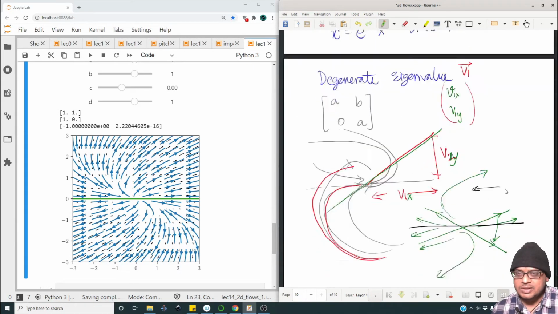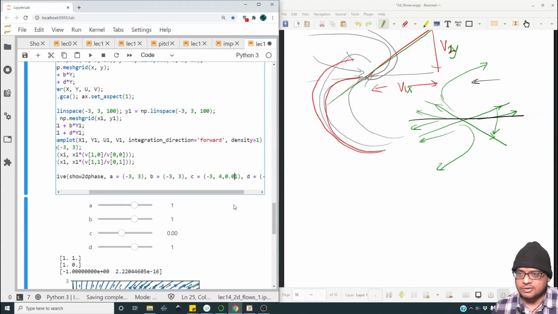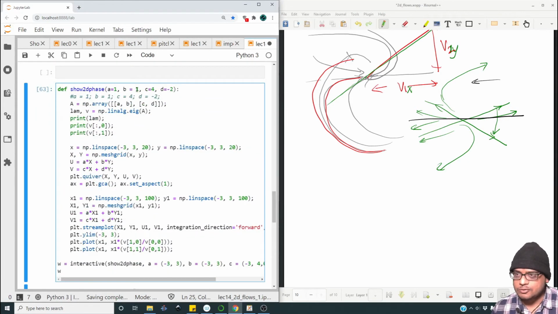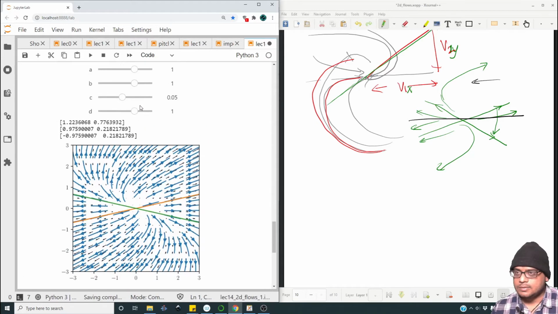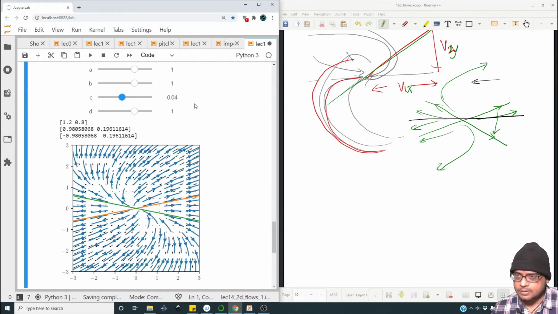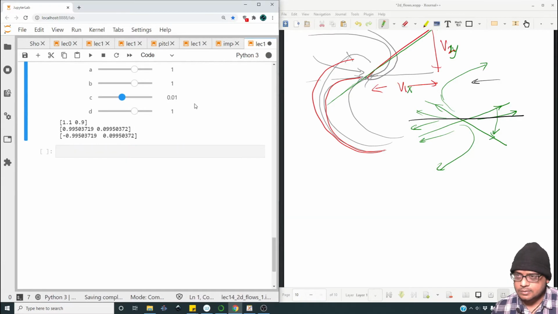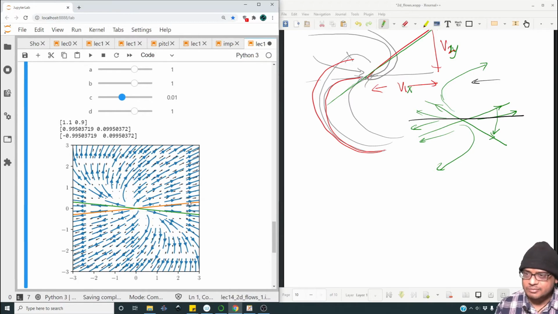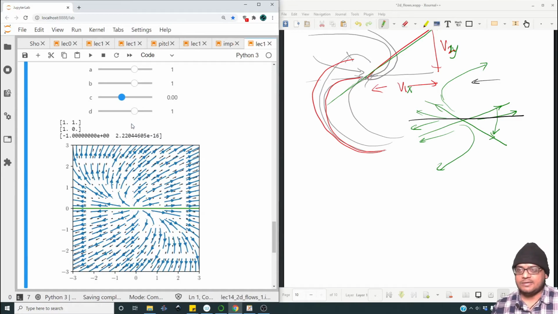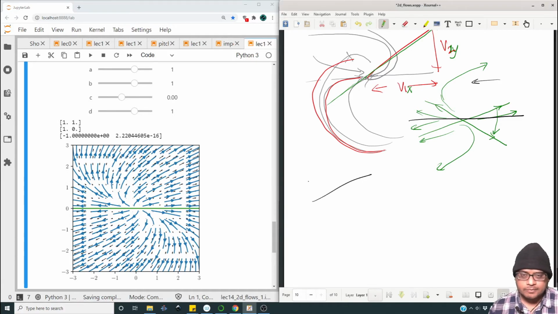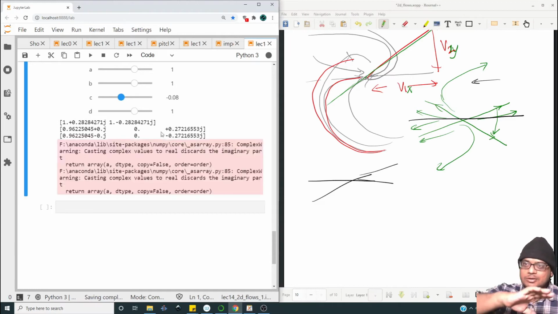In fact, let me reduce the step size of this further, and let me make the default values as something like this. Okay, so the eigenvalues, the eigenvectors have become really close, and both these eigenvectors are repelling from the origin, and once they merge they become a degenerate eigenvector case. So degenerate eigenvector case is somewhat of a transition between two repelling eigen directions, and let us see what happens when we reduce C.